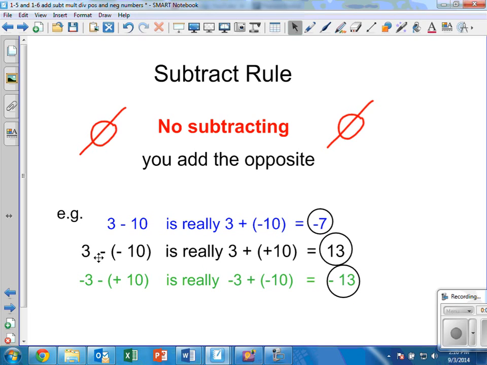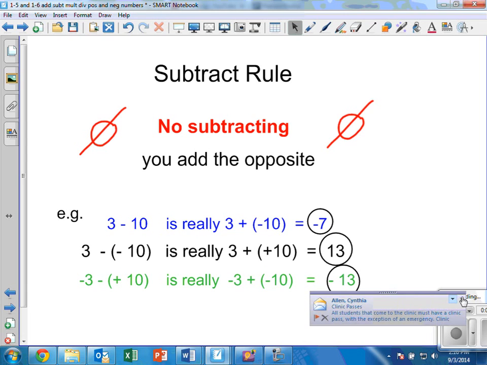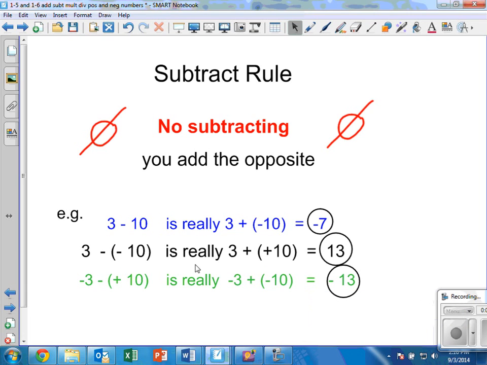So what if I've got 3 minus a negative 10? Well, no subtracting, so I'm really adding the opposite number. So 3 minus a negative 10 is really 3 plus 10, which is 13.